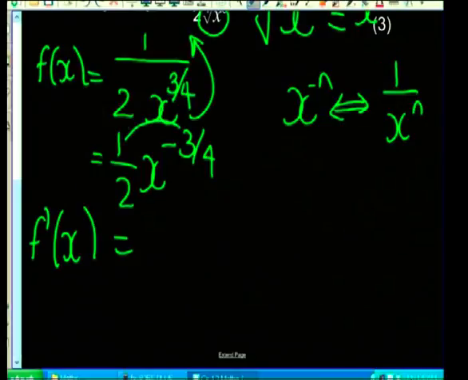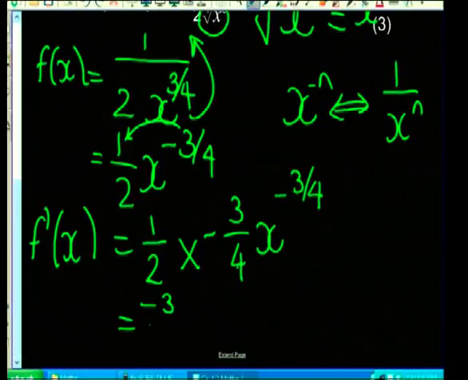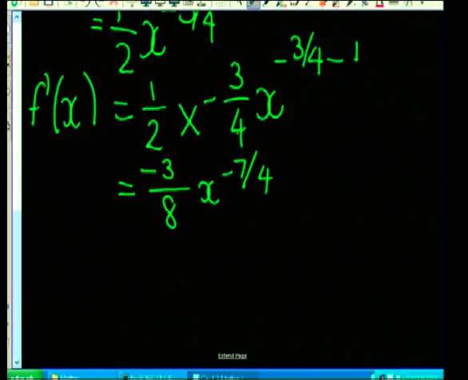So we multiply this into there. You have a half multiplied by negative 3 over 4 x. Now remember when you multiply fractions, multiply the top with the top and the bottom with the bottom. So 1 times negative 3 is negative 3, 2 times 4 is 8, and there we need to subtract 1. So minus 3 over 4 minus 1 would give you minus 7 over 4. So you could actually do that on your calculator.